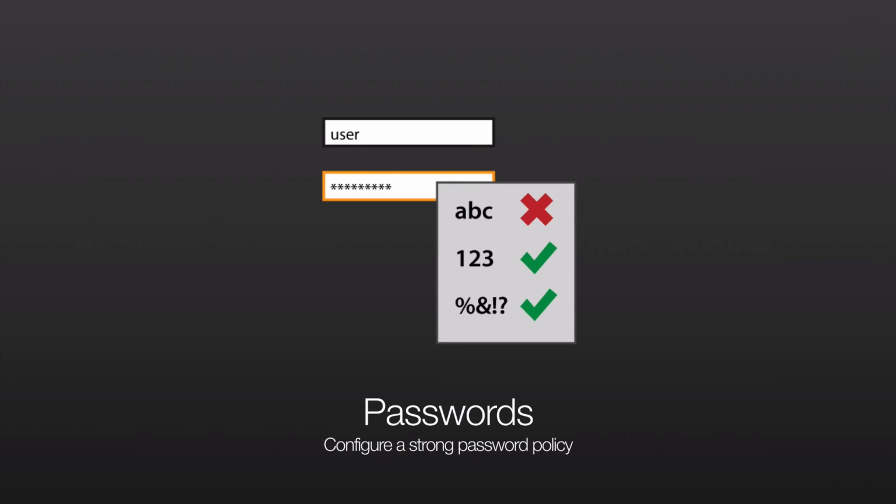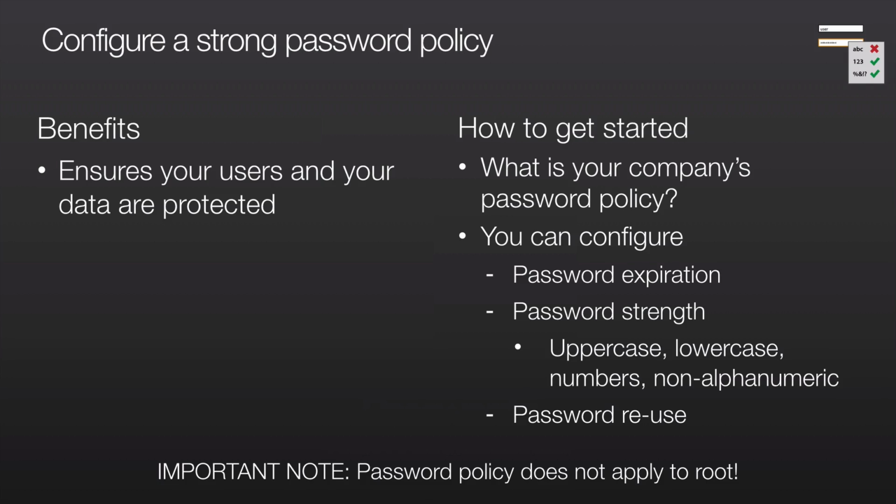Passwords. Configuring a strong password policy. It's very simple to do, and it ensures that your users and your data are protected from simple password breaches, password guessing, and other similar approaches. You can configure password expiration, forcing users to change passwords at regular intervals. You can configure password strength, length, and also character mix. And you can also place restrictions on password reuse. And again, an important note is that password policy does not apply to the root user in your AWS account. So once again, a good reason that you should avoid using the root user unless you have special circumstances where you need to do so.